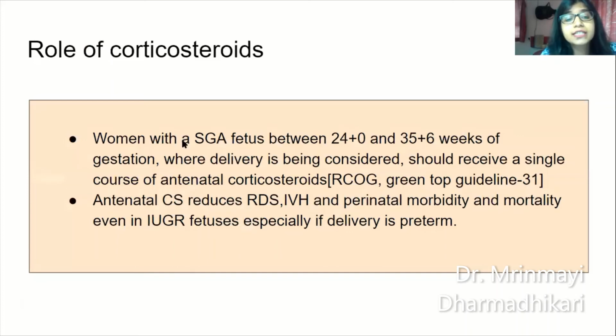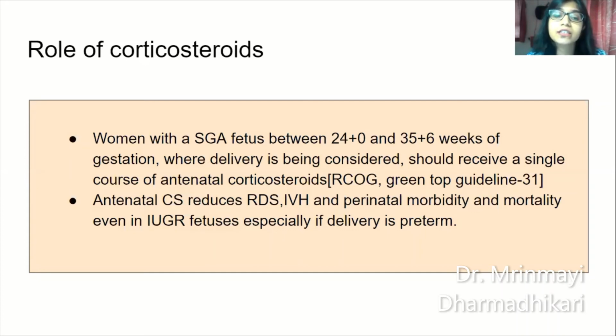Role of corticosteroids. Now, women with a small for gestational age fetus between 24 and 35 weeks, 6 days of gestation, where delivery is being considered, should definitely receive a single course of antenatal corticosteroids. That is 2 doses of betamethasone and 4 doses of dexamethasone according to RCOG Green Top guidelines.